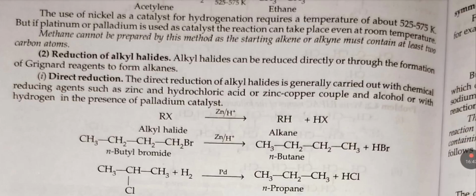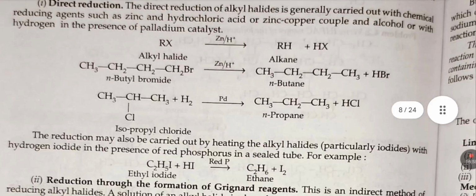Reduction of alkyl halides. Alkyl halides can be reduced directly or through the formation of Grignard reagent to form alkanes. Direct reduction. The direct reduction of alkyl halides is generally carried out with chemical reducing agents such as zinc and hydrochloric acid, or zinc-copper couple and alcohol, or with hydrogen in the presence of palladium catalyst.